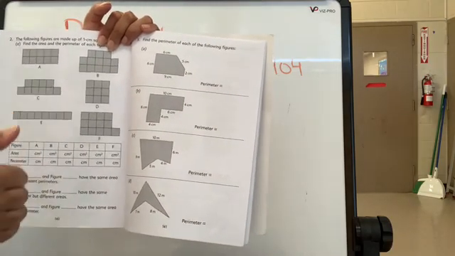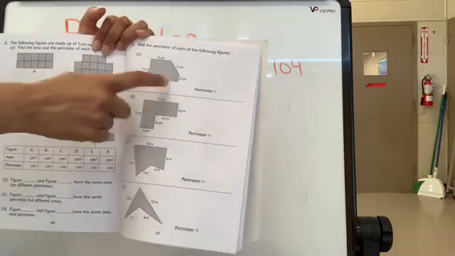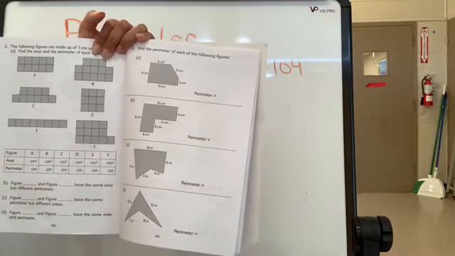Otherwise, all you need to know is 2 things. Area is how much space an object takes. Perimeter is the distance around the shape. Okay?